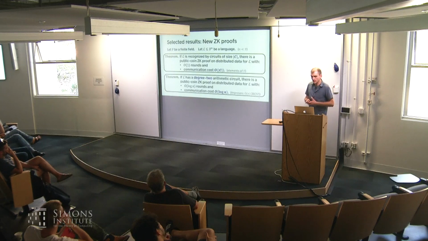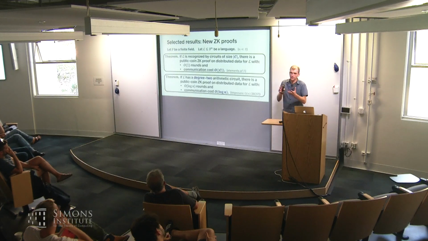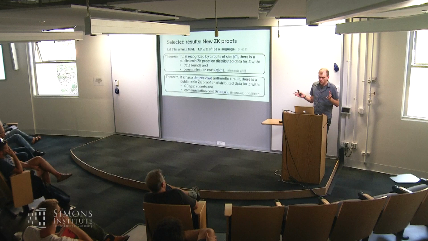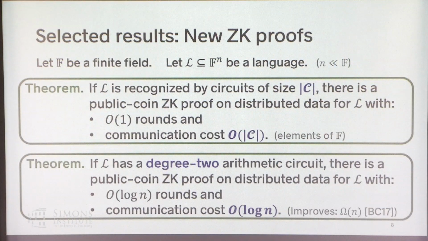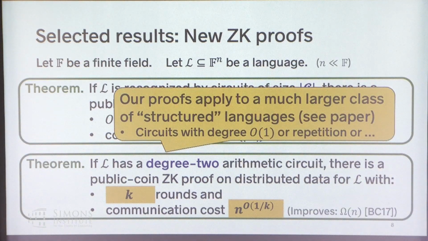The second type of result we have is about simple languages. If your language has a degree 2 arithmetic circuit, then there's a proof on distributed data for this language that has logarithmically many rounds of communication and logarithmic communication cost. So this is an exponential savings when your language is simple. This extends to k-round protocols with slightly worse communication cost, and applies much more generally to languages with structured circuits, so constant degree circuits and so on.